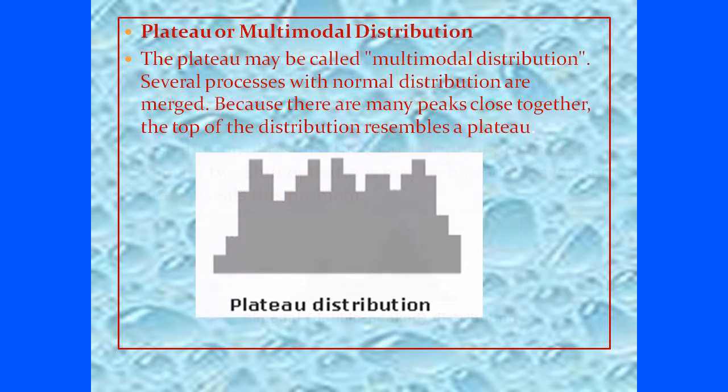Next is the plateau or multimodal distribution. The plateau may be called a multimodal distribution. Several processes with normal distributions are merged, so there are many peaks close together. The top of the distribution resembles a plateau.